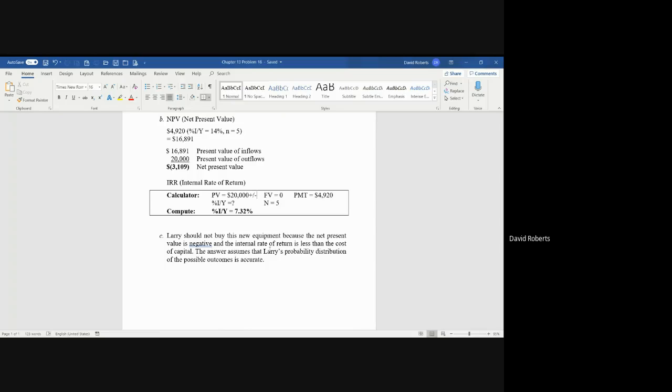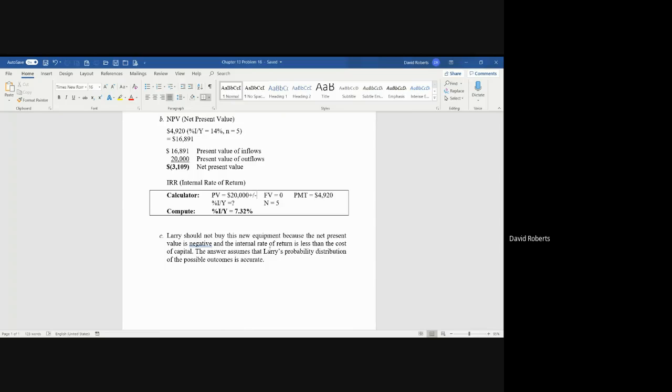So in conclusion, what's the recommendation? Larry should not buy this equipment because the net present value is negative and the internal rate of return is less than the cost of capital. Cost of capital is 14%, which you learned how to do in chapter number 11. And this assumes that Larry's probability distribution is accurate. So if you had different weights for the probability distribution, you'd wind up with a different expected value. So the 49.20 would change.